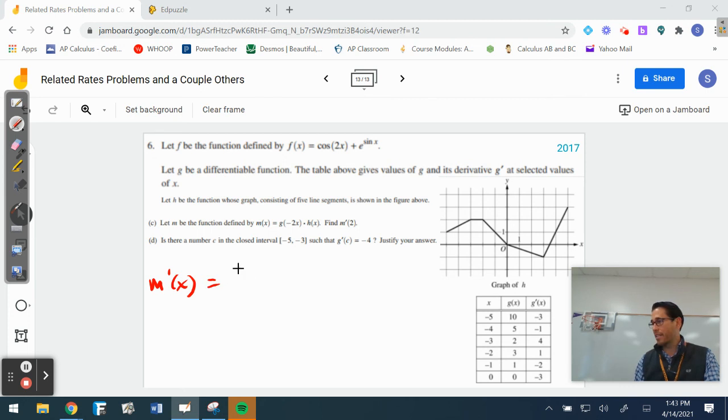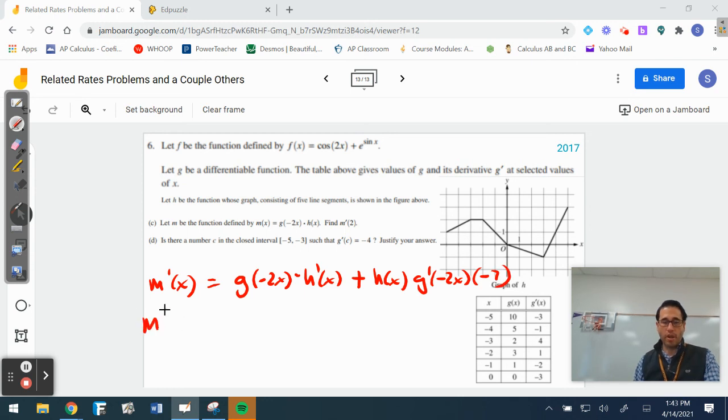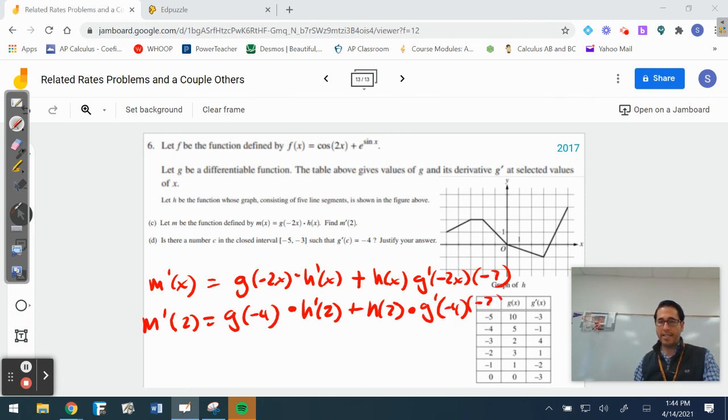H prime of x is equal to, I'm going to look here at my board because I already did it with you guys, right? Times h prime of x, all right? And then it would be plus, right? Your v times, this would be a chain, right? So it'd be g prime, don't you dare touch, and then multiply it by -2. All right, so h prime of 2 is equal to g of -4 times h prime of 2 plus h of 2 times g prime of -4, and then you still have a -2.